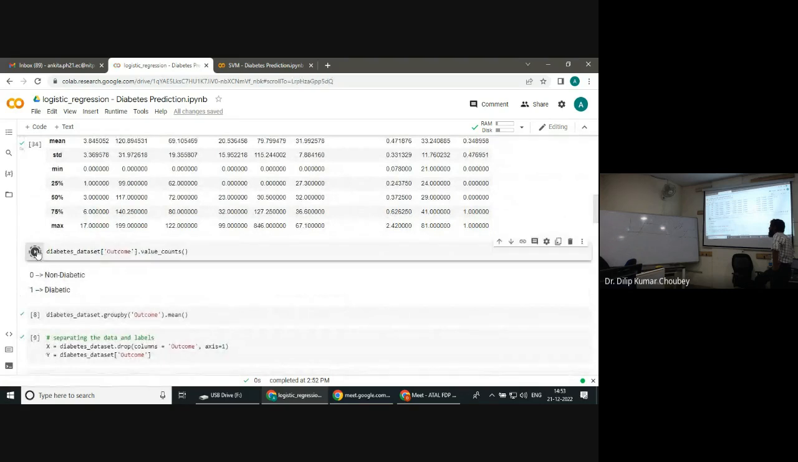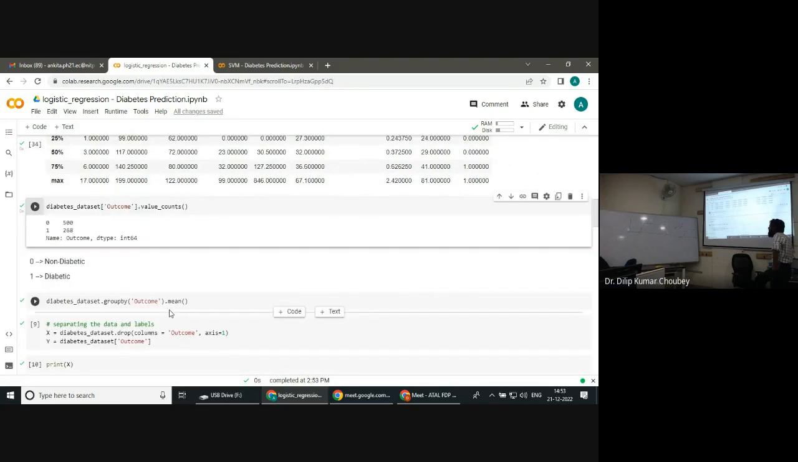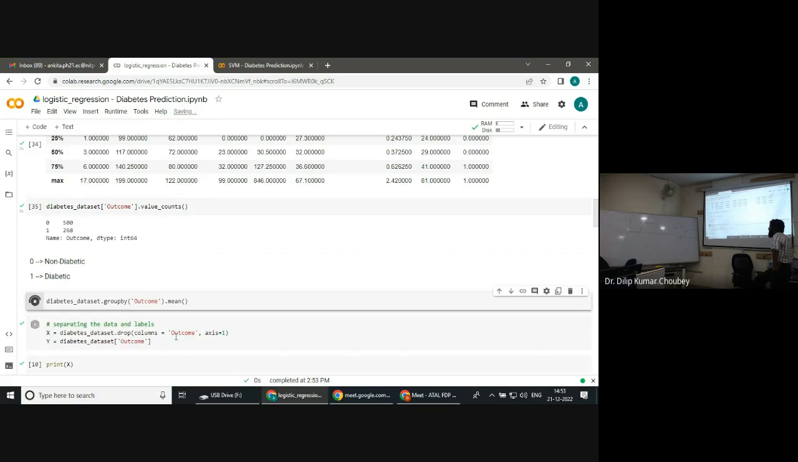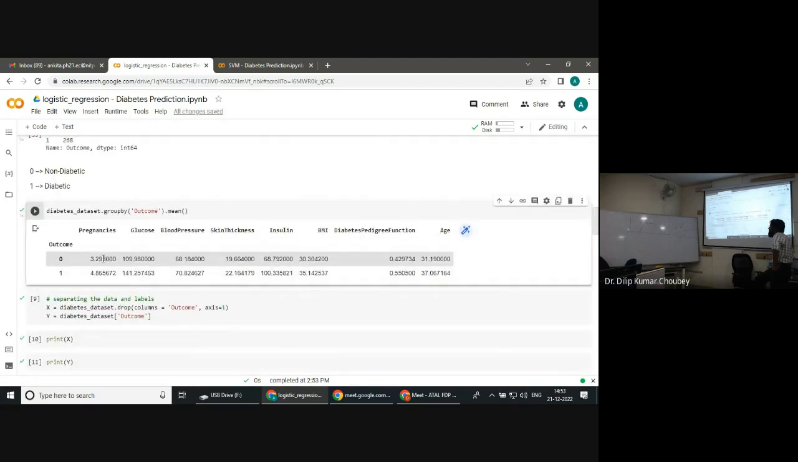Here we are giving the outcomes names as diabetic and non-diabetic. Diabetic is 1, non-diabetic is 0. And then we group the database by outcomes. So these many examples are there. Sorry, these are the mean values in the non-diabetic case, and these are the mean values in the diabetic case.